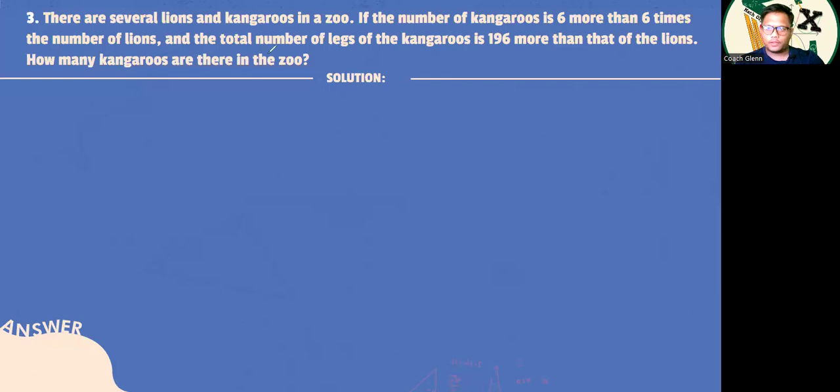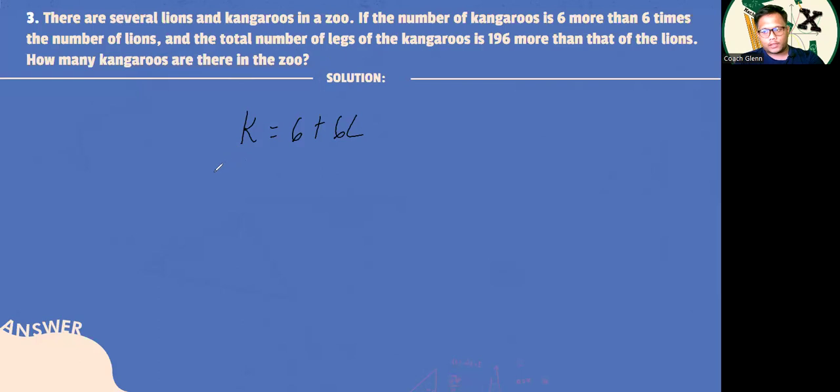So first, given that the number of kangaroos is 6 more than 6 times the number of lions, let's turn it into an equation. K is our number of kangaroos and our number of lions will be L. So K is equal to 6 plus 6L, so 6 more than 6 times the number of lions.